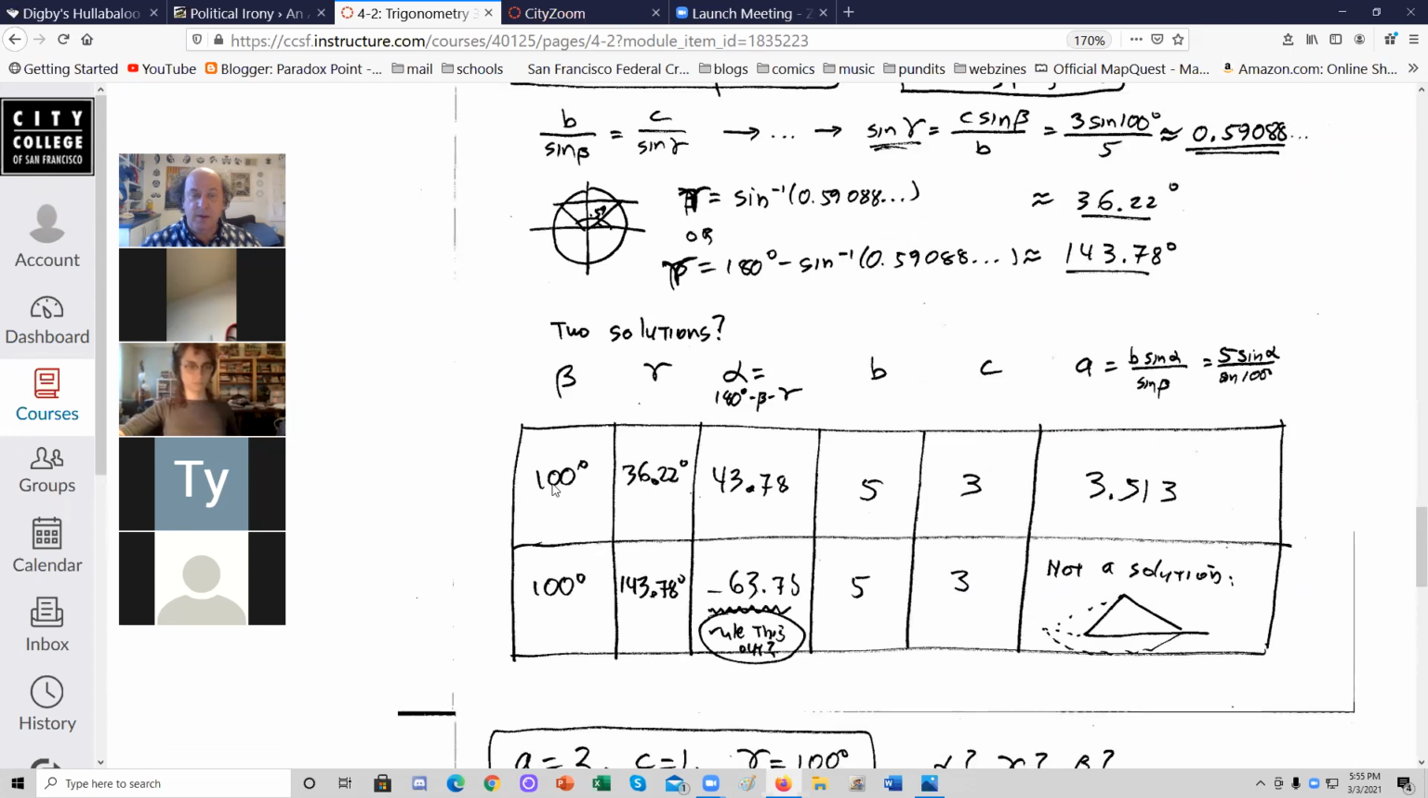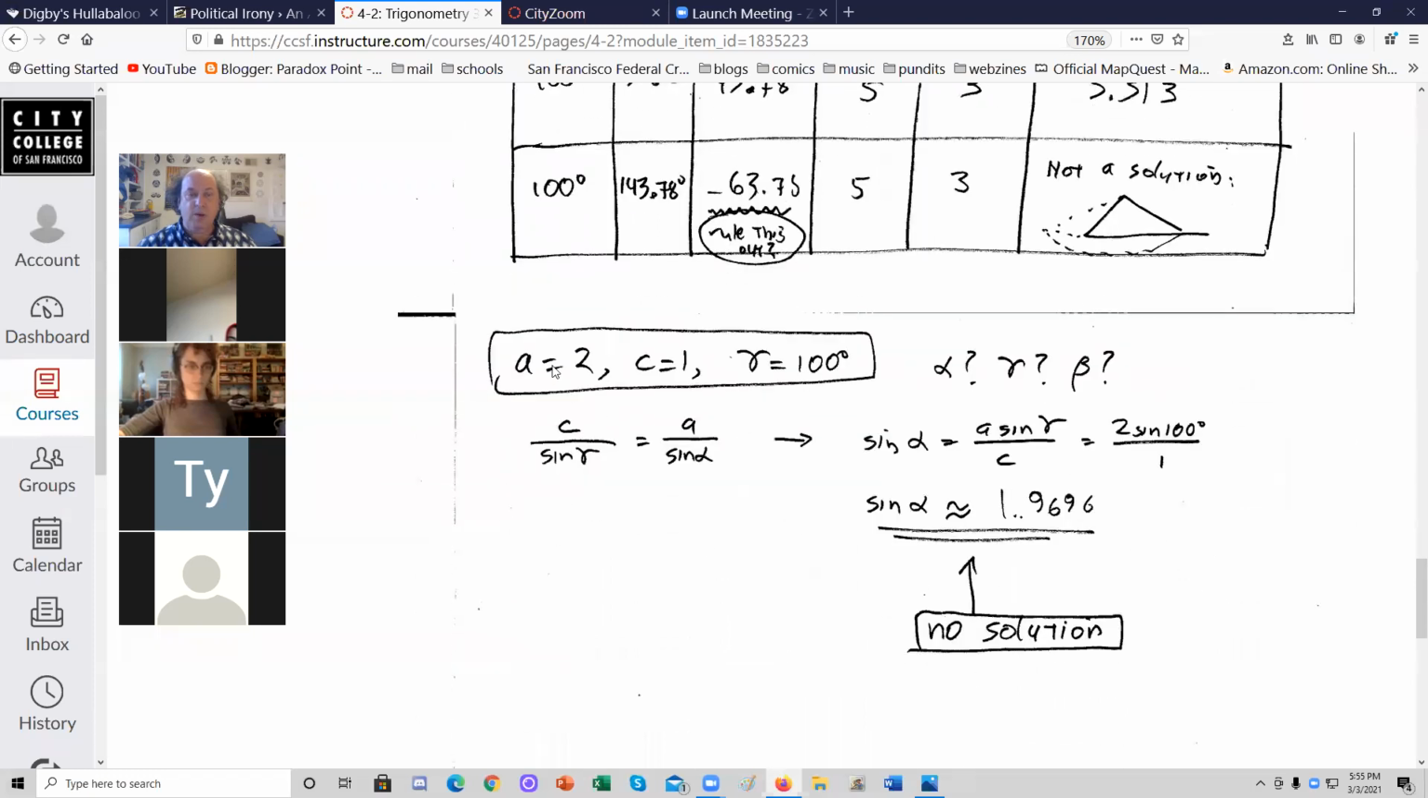But given beta, gamma, alpha, B, and C, then A is B sine alpha over sine beta, and that'll be 5 sine alpha over sine 100 degrees. Plugging in 43.78 for alpha, we get A is 3.513. So this is the solution. The other solution doesn't work.